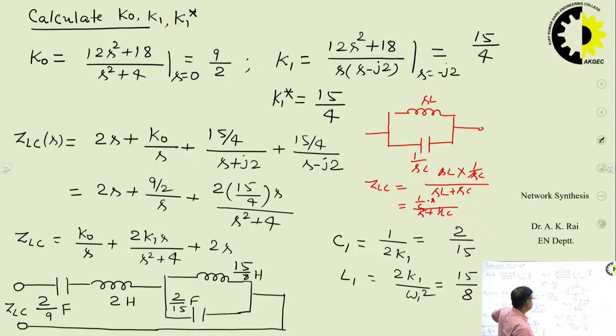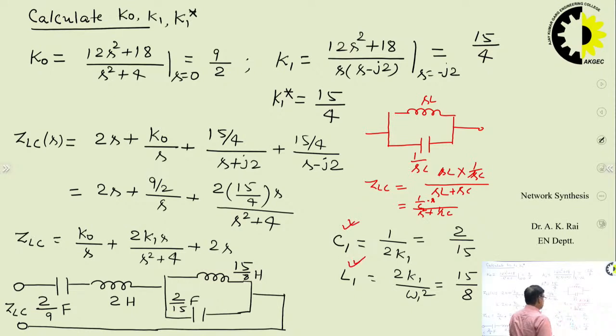So now we can see here twice k1s. So 1 by C1s, so C1 is equal to 1 by 2 k1. Okay, and s square plus 4 is equal to s square plus 1 by LC. So 1 by LC is 4. So this way we can get the value of C1 and L1.